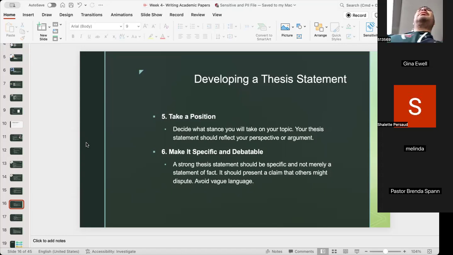Then you're going to make it as specific as you can. So a strong thesis statement needs to be specific. And it's not just merely a statement put out there or a fact put out there. It has to have some kind of claim that others might be able to dispute. And you want to avoid very vague language. So I might say something along the lines of, Moses was a strong biblical leader because blank, blank, blank, and blank.